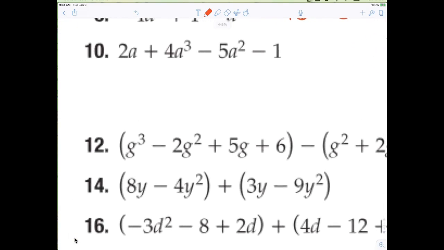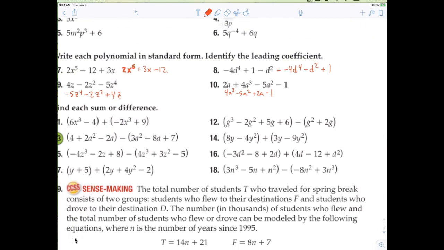Somebody else. Go ahead. 4a to the 3rd, -5a to the 2nd, 2a to the 1st. Yeah, but plus or minus? Oh yeah, plus. There you go. And then -1. Beautiful. Does everybody agree? Does everybody see what I'm saying? It's very simple.